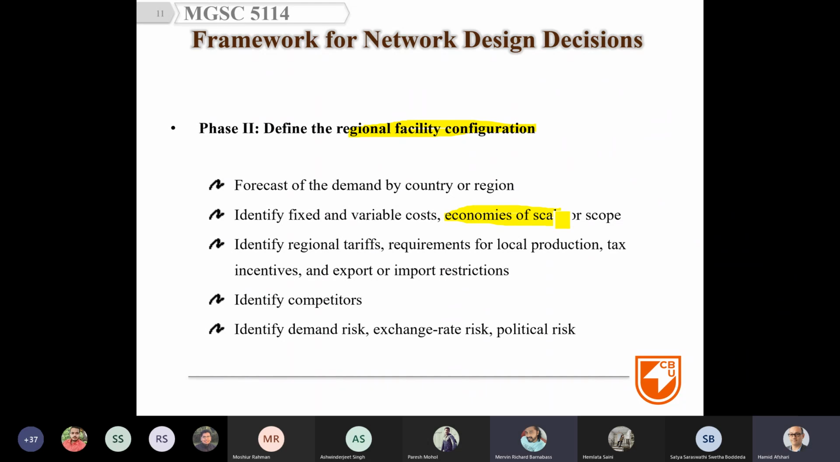Yes or no? No. So because you are not using your maximum capacity, that is called economies of scale.